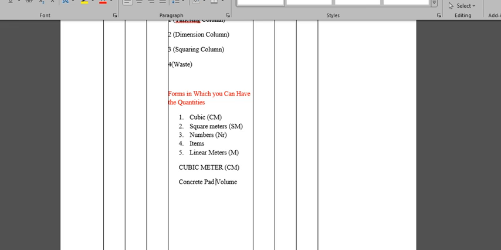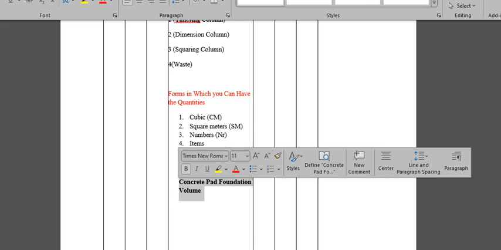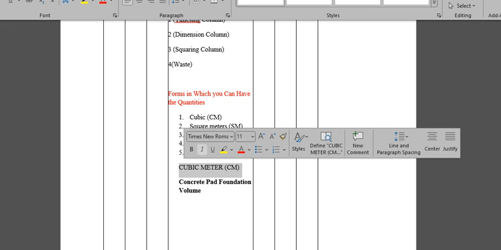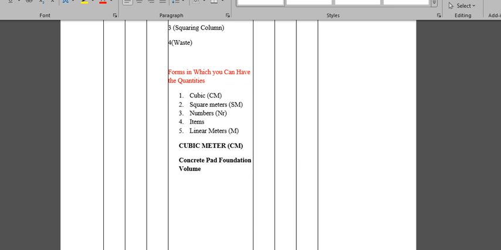These are concrete pad foundations. Concrete pad foundation volume, which is supposed to be in cubic meters. So this is our example one. In this case, let's see how you will enter the figures and how they will be arranged. For instance, you're going to say your pad foundation is 1.20.